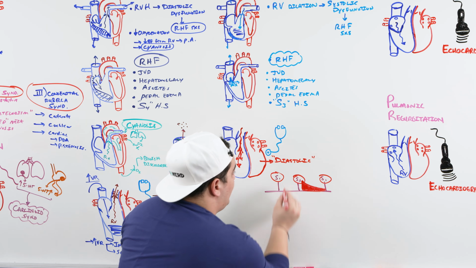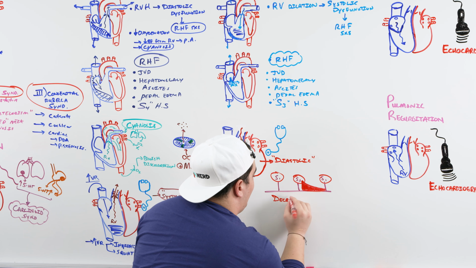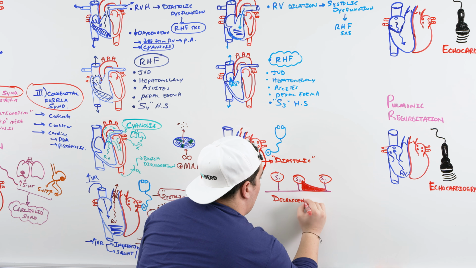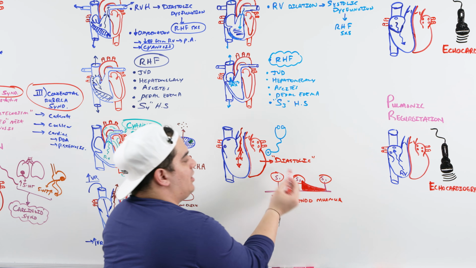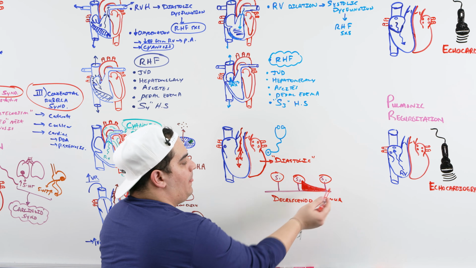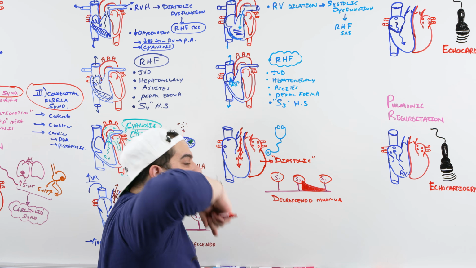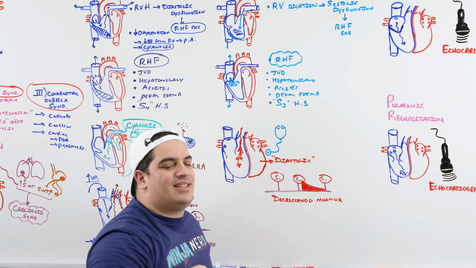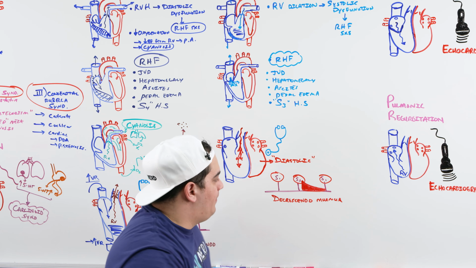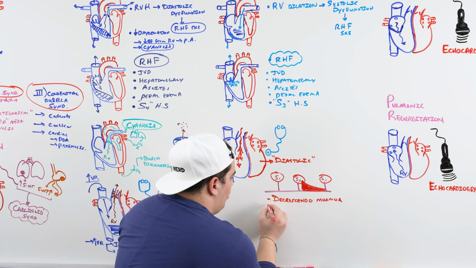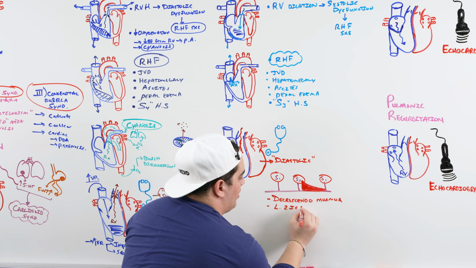Decrescendo. So this is a diastolic decrescendo murmur, meaning that it occurs during diastole between S2 and S1, and the intensity would be decreasing throughout the process of ventricular diastole. Where would you hear this? You would usually hear this around the left upper sternal border, so usually the left second intercostal space.